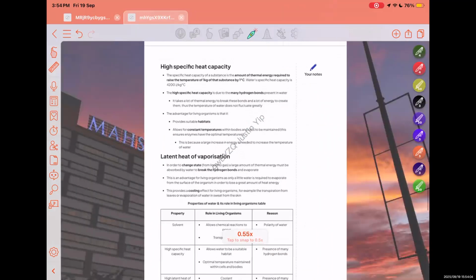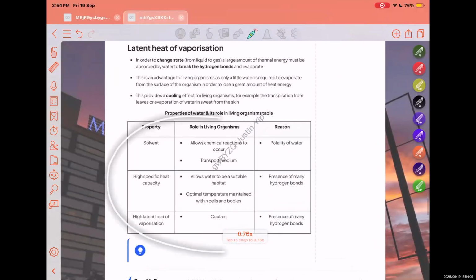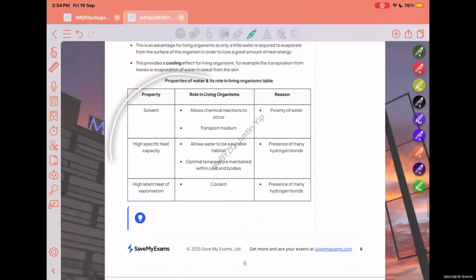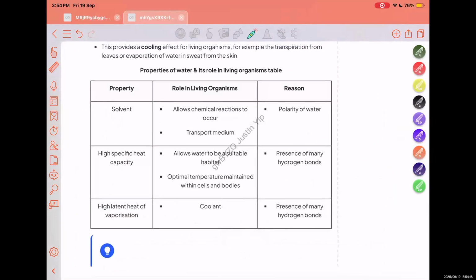Okay, then I think I'll just go through here, okay? Because this one you can leave, you can read it. But I'll go through this important summary here because it's the basic one. So you see, water acts as a solvent. It has high specific heat capacity and high latent heat of vaporization. So the role in living organisms for the solvent part is that they allow chemical reactions to occur and act as a transport medium.